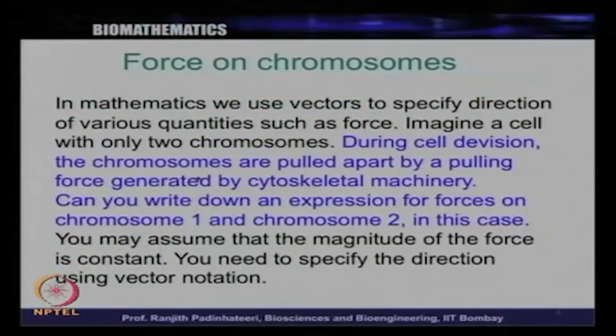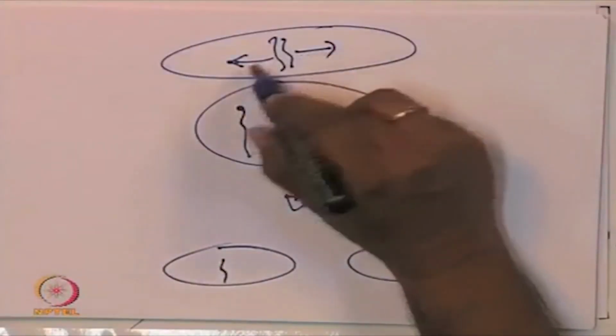You could have 2 chromosomes becoming 4 and pulling 4 of them apart, but for simplicity let us not worry about all this. We only want to think about the physical part of it. So, let's look at the question once more. During cell division, the chromosomes are pulled apart. There are only 2 chromosomes, and they are pulled apart by a pulling force generated by cytoskeletal machinery. So, there is some cytoskeletal machinery to pull these chromosomes apart.